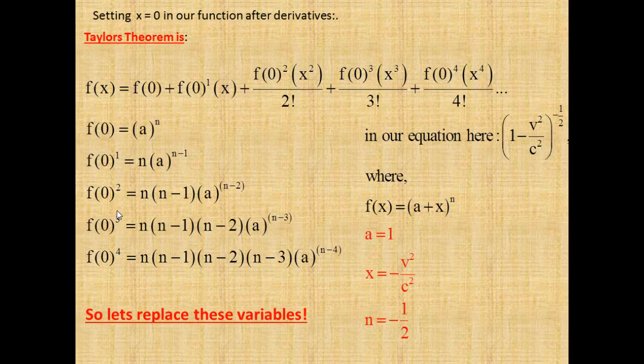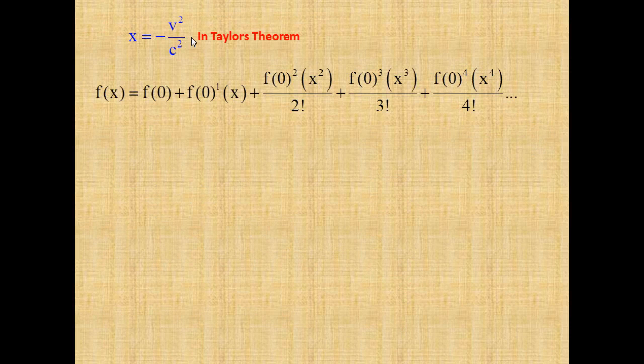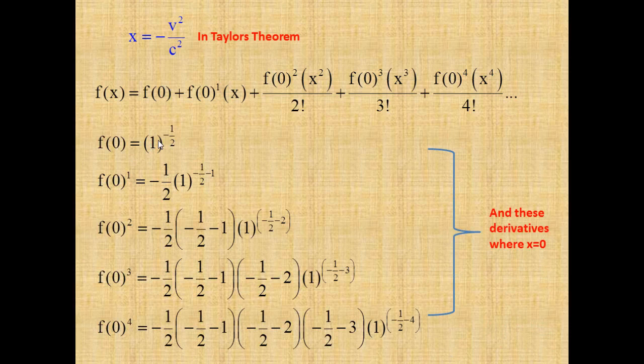Taylor's theorem. So we're going to take all of these f of zeros and put them in our Taylor's theorem. We're going to take x and replace it in our Taylor's theorem. So let's see what we're going to do here. So this is the Taylor's theorem. X is equal to this. And so now we have, in our first equation, a is equal to 1. A plus x raised to the power of n.